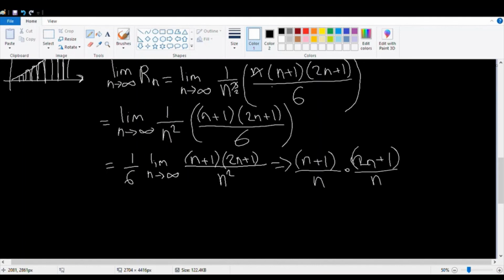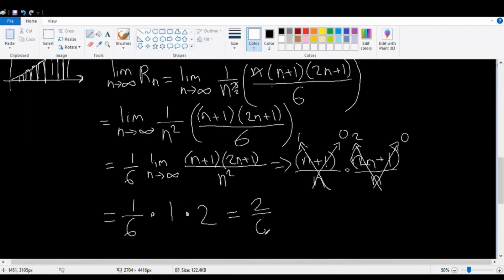If we apply the limit, n over n is just 1, and 1 over n is 1 over infinity, so it'll be 0. 2n over n will just be 2, and 1 over n is just going to be 0. So 1 over 6 times 1 plus 0, which is just 1, times 2 plus 0, which is just 2, so 1 over 6 times 2, which is 2 over 6, and if we simplify this, it's 1 over 3, and this is in units cubed.